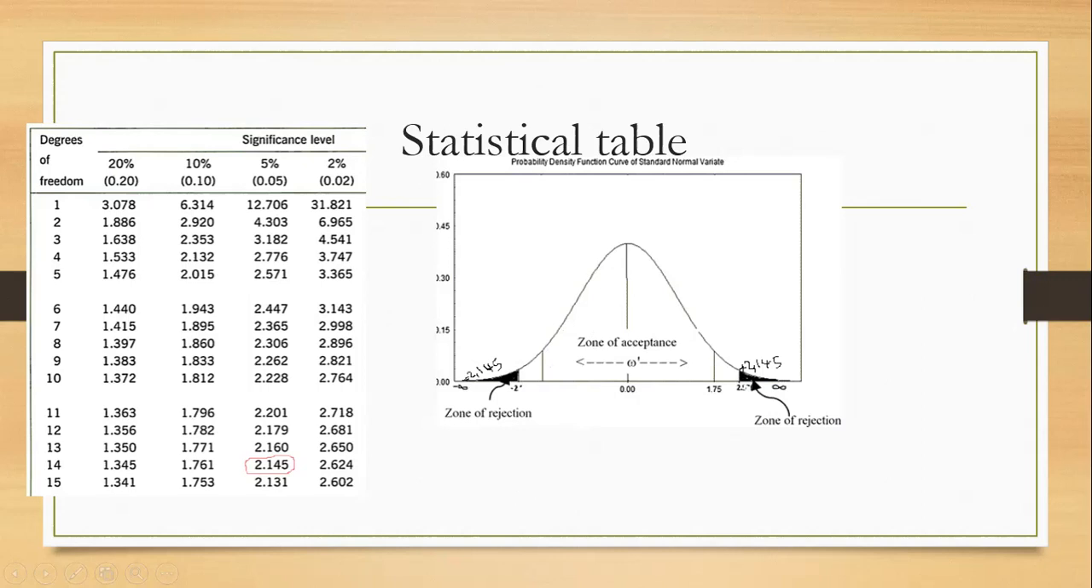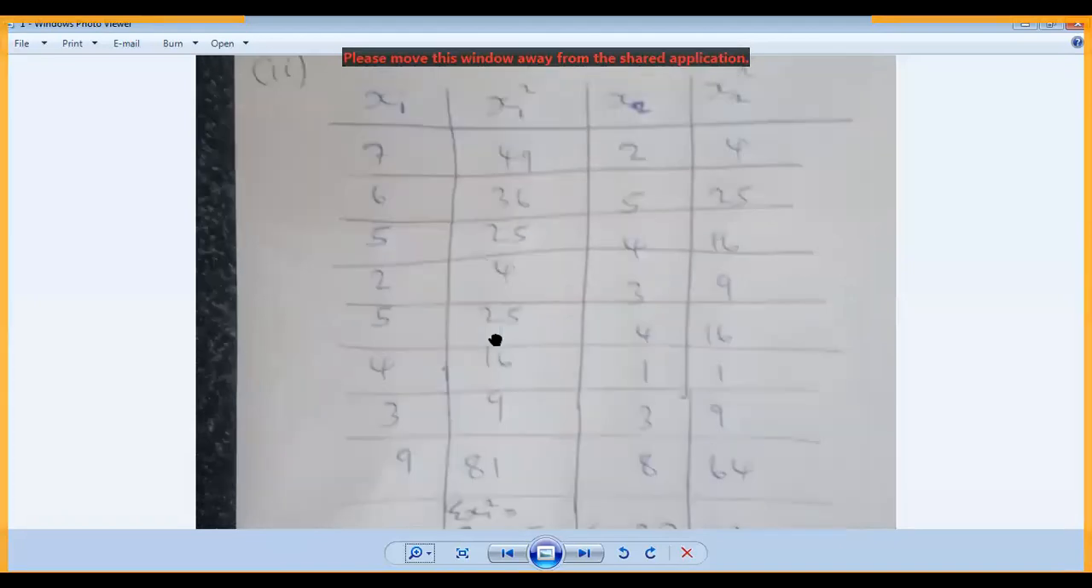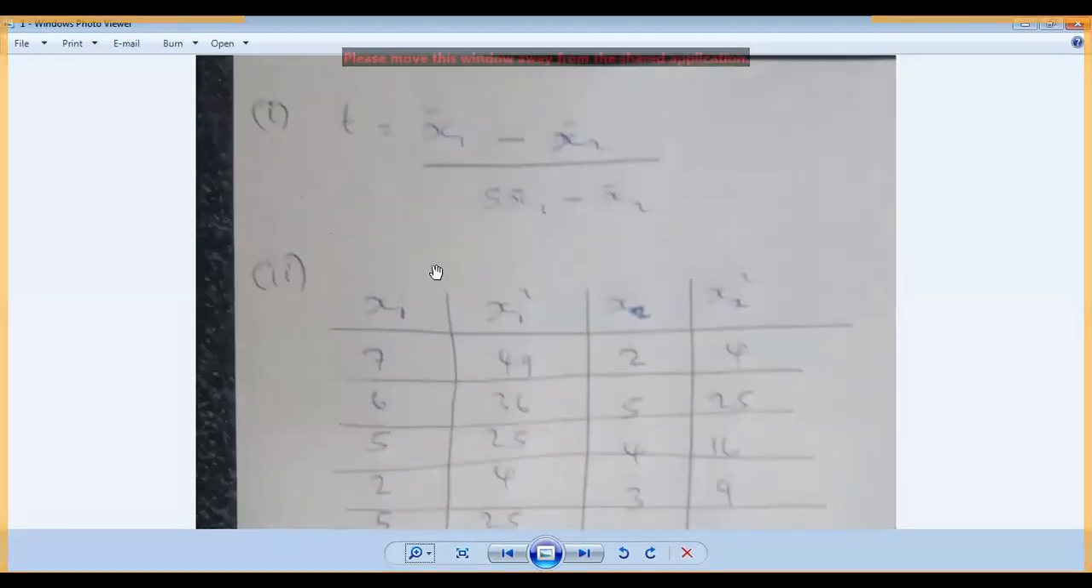So now we have our decision criteria. We can now go on to calculate the t-test. The first step, we need to identify our formula there for the t, which is t is equal to mean for group 1 minus mean for group 2 over estimated standard error.